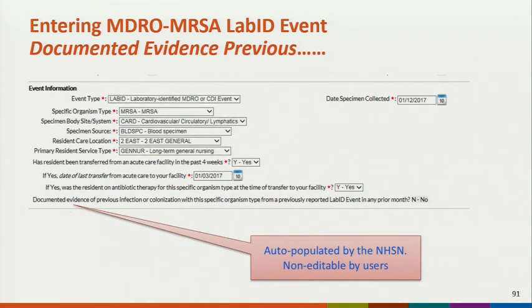And then here's that documented evidence of previous infection or colonization. Ignore this. Remember, you are unable to edit this field, and this is an internal analysis tool that's auto-populated by NHSN, and it's really looking at, has this resident ever had a positive MDRO reported in NHSN?